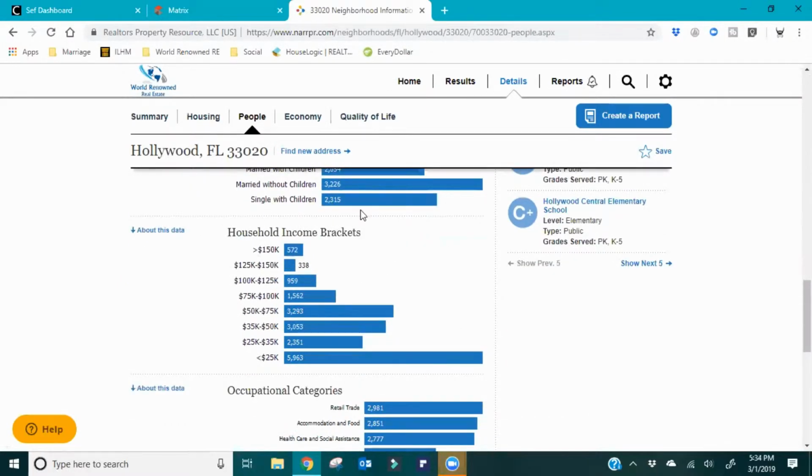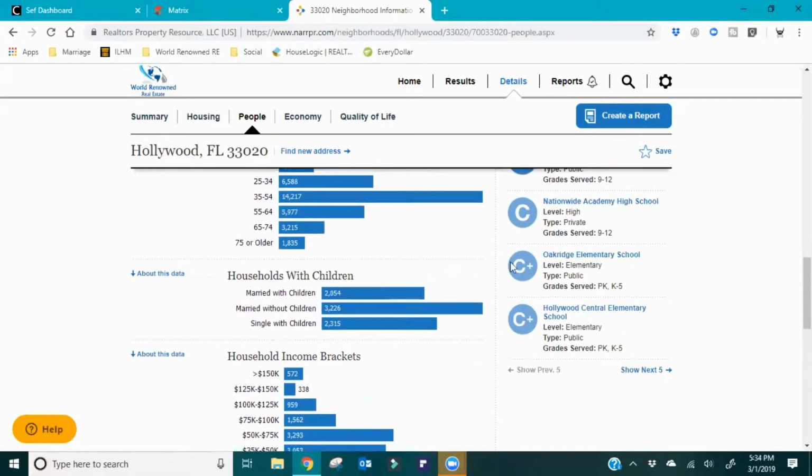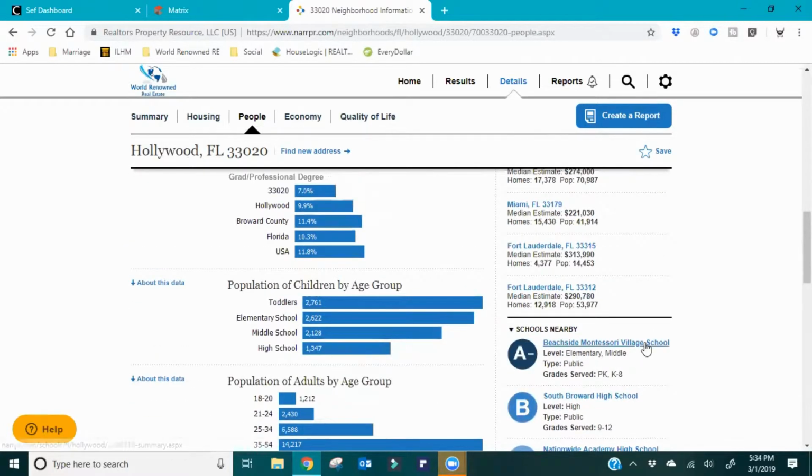Here, now we're looking at household income brackets. The highest group makes less than $25,000 a year for household income. That is vastly different from what we just saw in Pembroke Pines. And then look at the number of children and the school ratings for high schools, elementary schools, and middle schools. Very, very different.